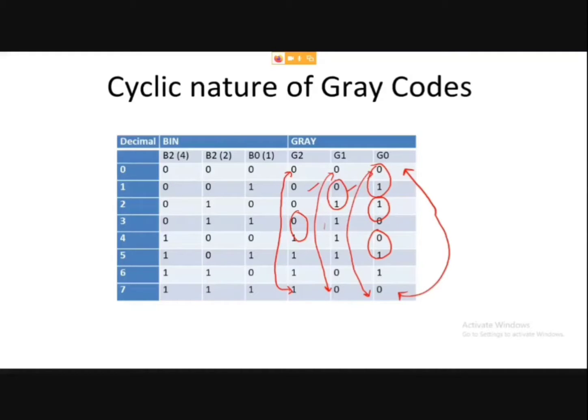So if these 7 or 8 gray members are sitting on a round table, this cyclic property will hold for all successive gray numbers, even between the first and last one. That's why it is known as cyclic code.